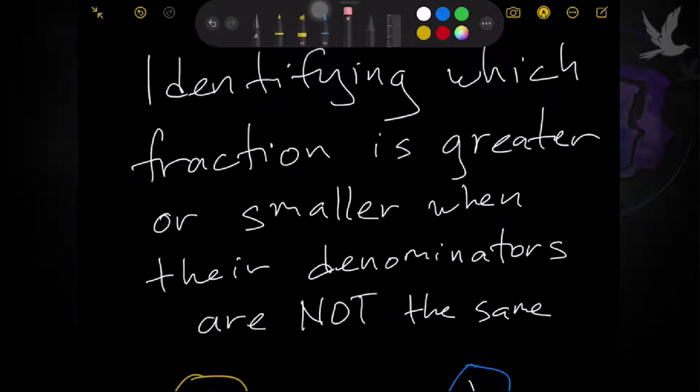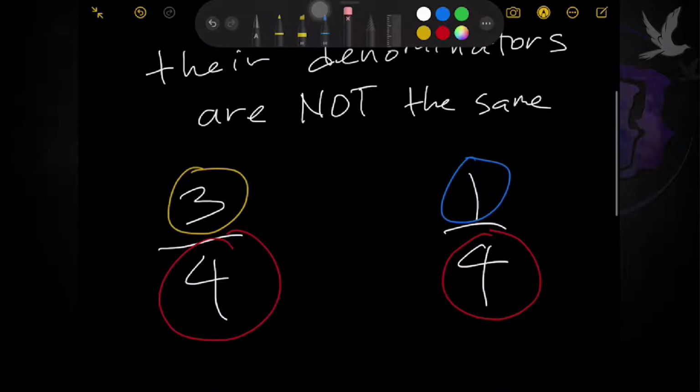Okay, today I'm going to teach you how to identify which fraction is greater or smaller when their denominators are not the same. Because when we're talking about fractions that have the same denominators, or similar fractions, it is actually very easy to determine which is smaller or which is greater by simply looking at their denominator. Like in this case, our denominators are the same.